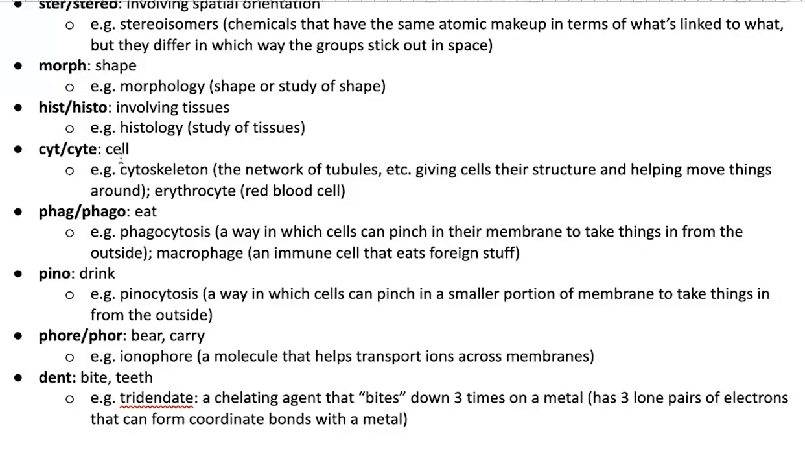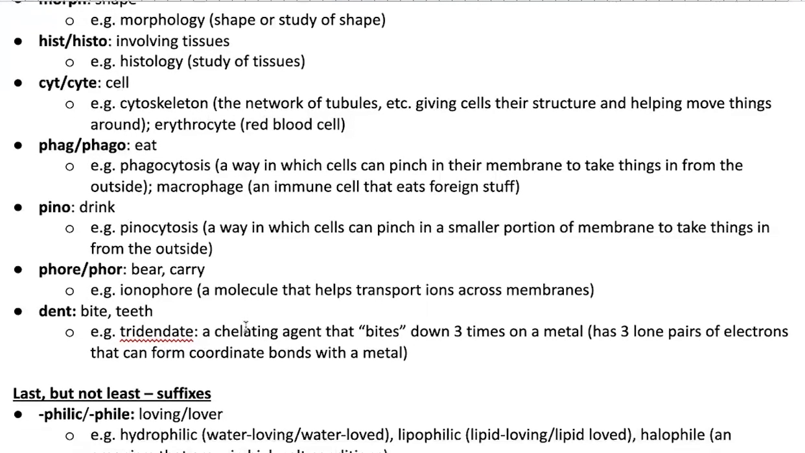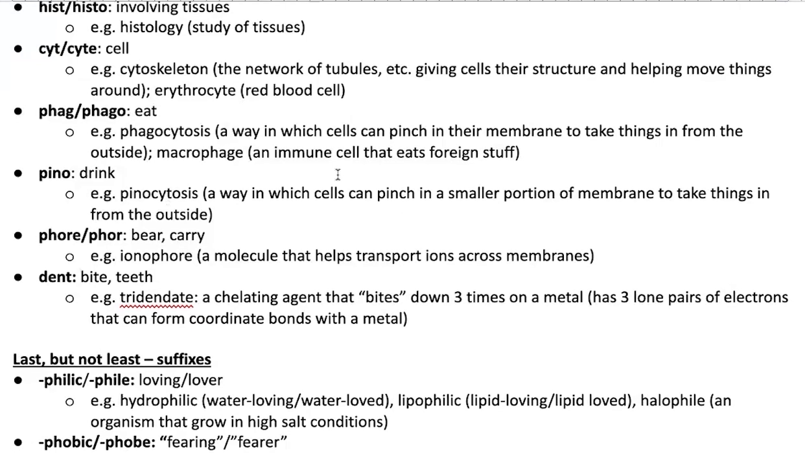Sometimes cells eat and drink, and if you think about eat, that'd be phage or phago. And so phagocytosis: phago, eat; cyte, cell; osis. Phagocytosis is a way in which cells can pinch their membrane in to take in things from the outside. So they're taking kind of a big bite, as opposed to pinocytosis. Pino means drink, and so pinocytosis is they're kind of just taking in a smaller portion of membrane. They're kind of like sipping the outside. You also see phage, so macro, remember that's big, and big eat is macrophage, an immune cell that eats foreign stuff.